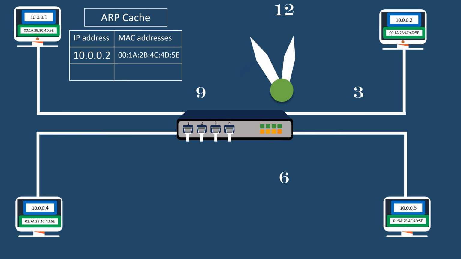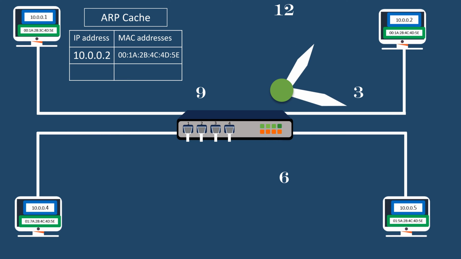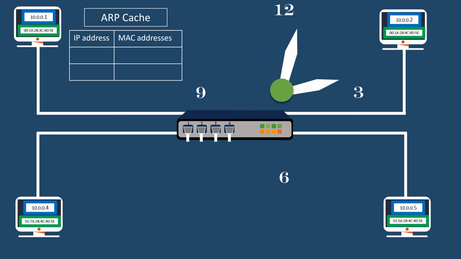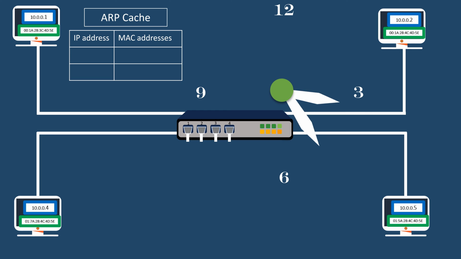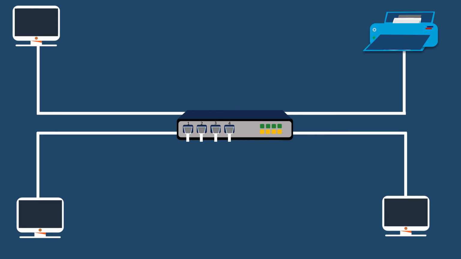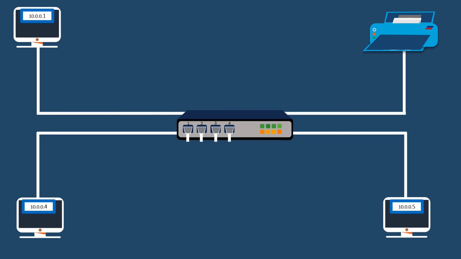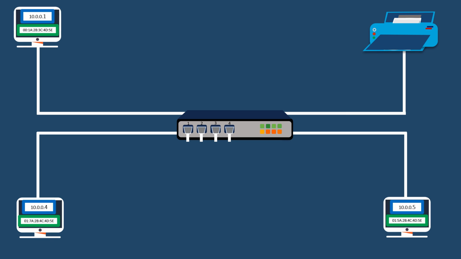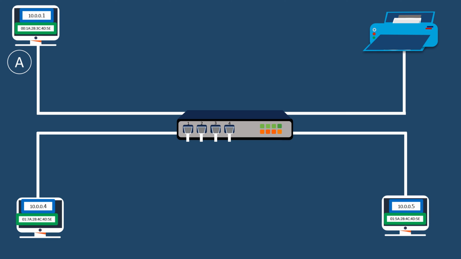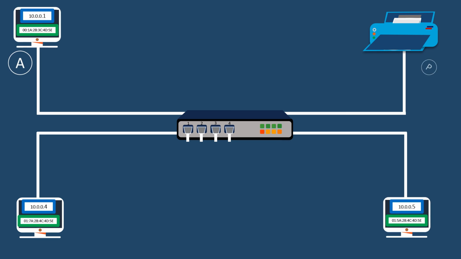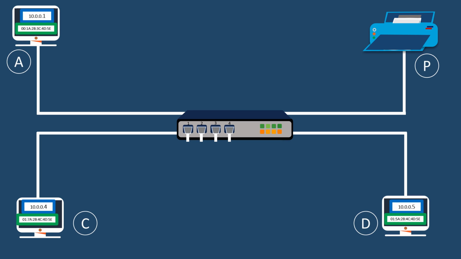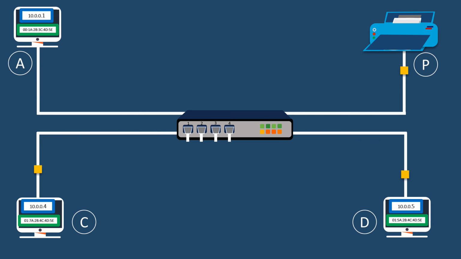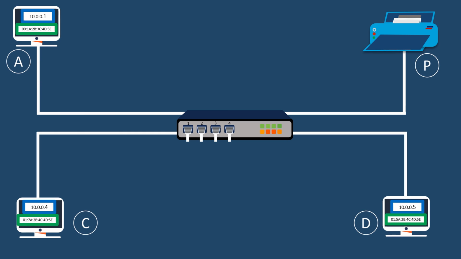Over time, if computer A and computer B don't communicate again, the ARP cache entry may expire. This helps keep the ARP cache updated and removes outdated entries. ARP isn't limited to just computers, it's used for other network devices as well, like network printers, routers, etc. Let's say computer A wants to send a print job to a newly connected network printer P.